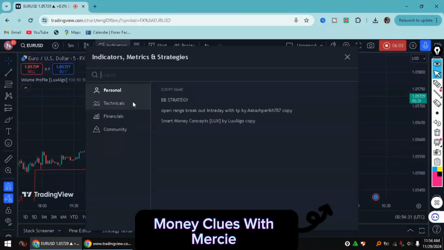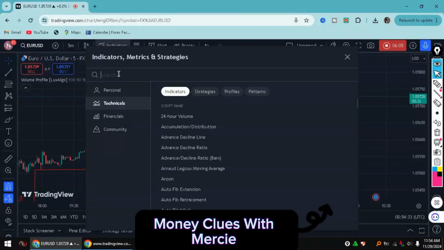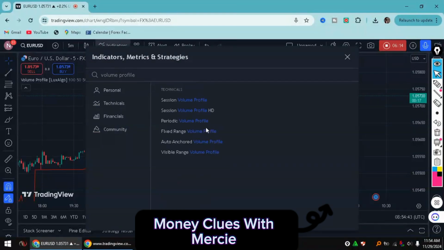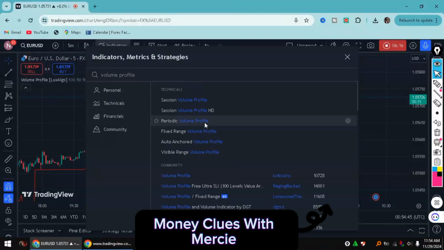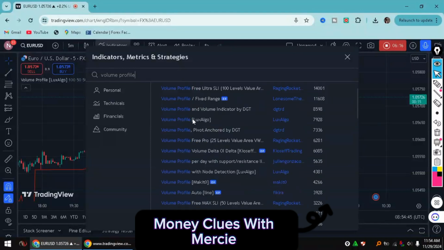And therefore, guys, this is the only indicator that I see working accurately. But there are a lot of volume profiles, guys, but the strategy remains the same. When you click on technicals and just type volume profile, there are a lot, guys. And therefore, it's upon you to choose the one that works for you. And that's what I've told you, guys. Please use this one, LuxAlgo.